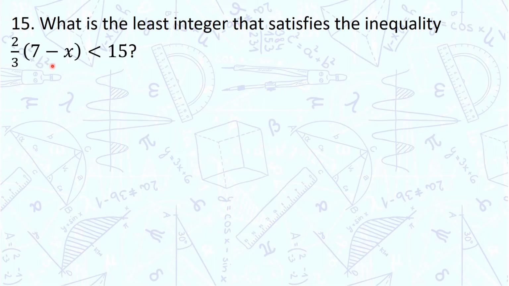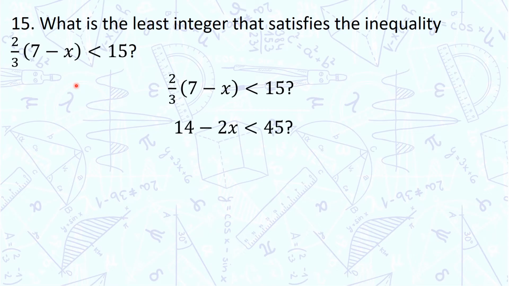Next, what is the least integer that satisfies the inequality 2/3 times the quantity 7 minus x is less than 15? Let us have the inequality. We can multiply both sides by 3 using the multiplication property of inequality, and then distribute 2 on the left-hand side. 14 minus 2x is less than 45. Subtract 14 from both sides, we have negative 2x is less than 31.